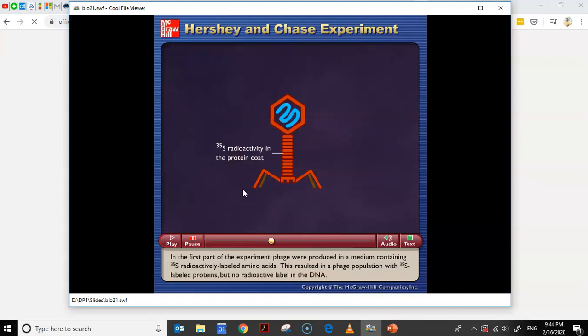The experiment was started by producing the phage in a medium containing S35 radioactive isotope in the amino acids. Because the amino acids included the radioisotopes, all the proteins made by the phage were radioactive. So the radioisotope shows that only the coat protein, with the red color, is labeled, and the DNA is without any radioisotope.